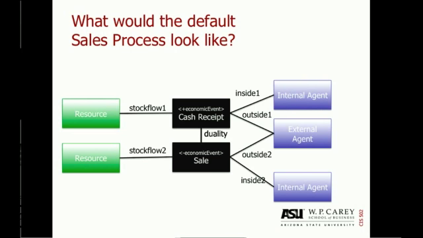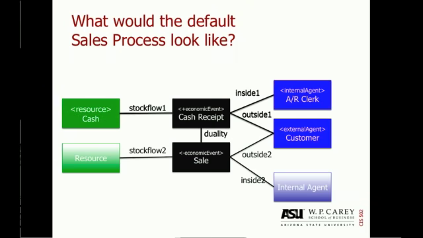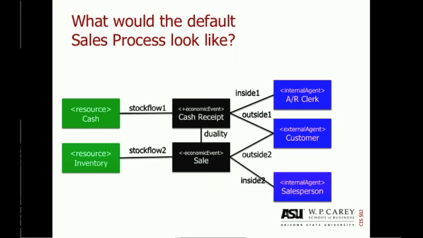In other organizations, maybe the sale would be called a shipment. The cash receipt might be called a remittance. But the reality is the cash receipt is the increase of the resource cash. And that's usually the responsibility of an accounts receivable clerk. That cash receipt comes from a customer. That customer is willing to give us the cash receipt because of the sale in which we gave them inventory. So a sale decreases the quantity of our inventory resource and is the responsibility of a salesperson.